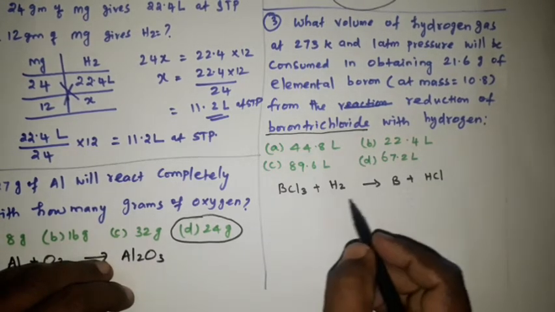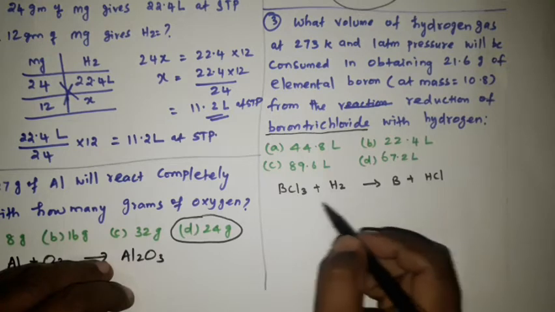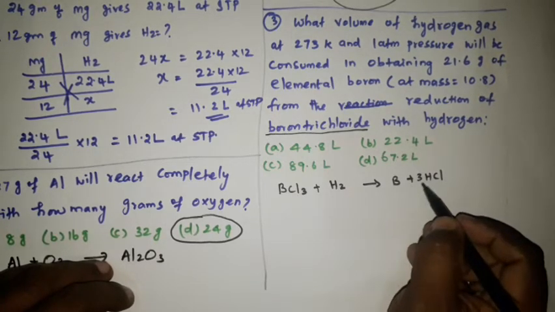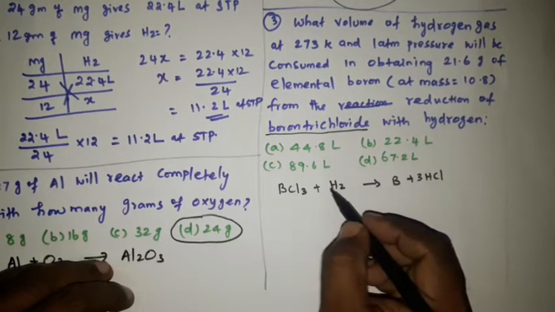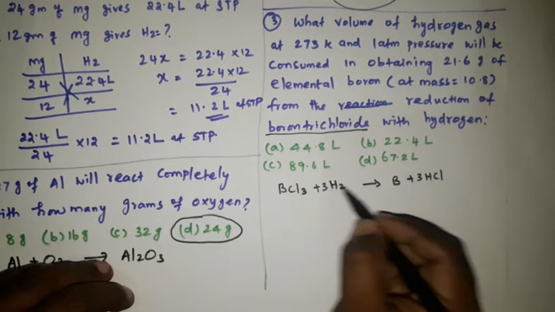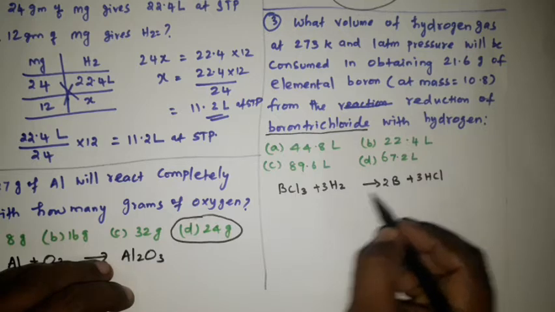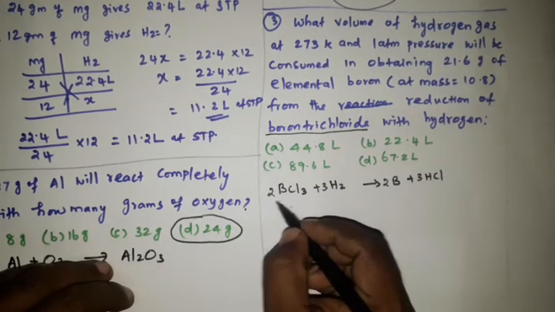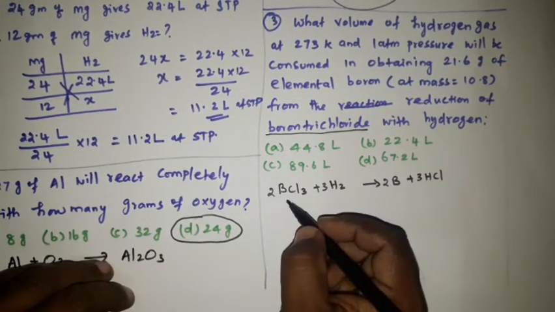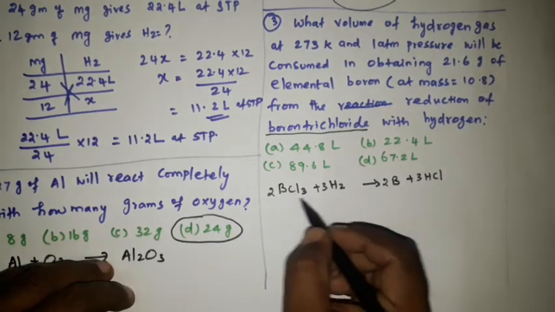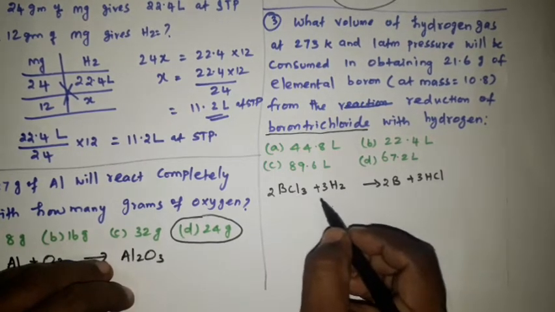Now balance the equation. Here 3, then here put 3, then here put 2, and here 2. Okay. 2, 6.